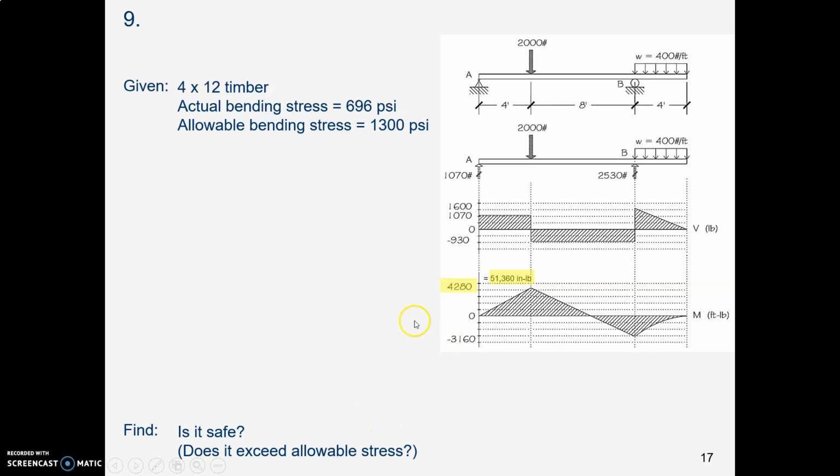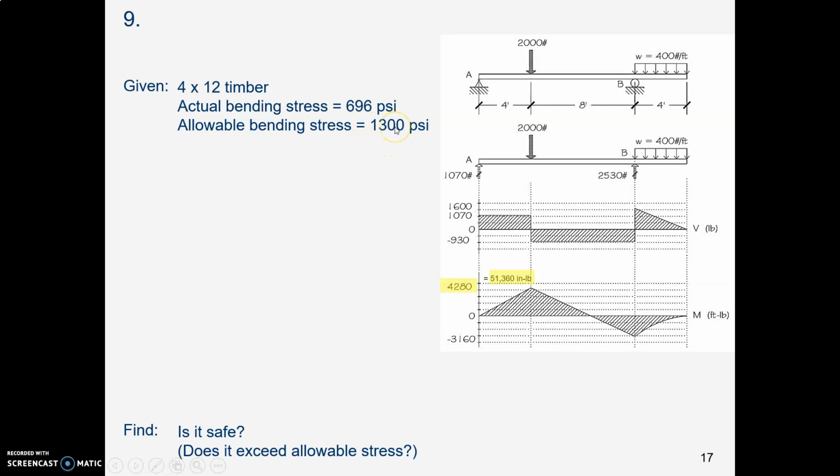You'll actually come up with a number with some decimals in it. I think I got 695.652. Hopefully you did too. But I rounded it to 696 since we're at the final step of our analysis here. So our actual stress is approximately 696.